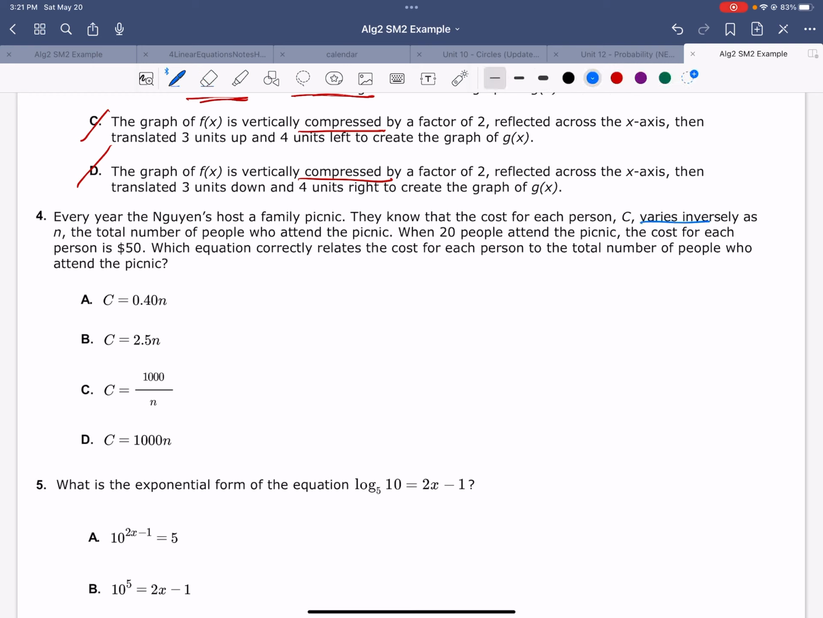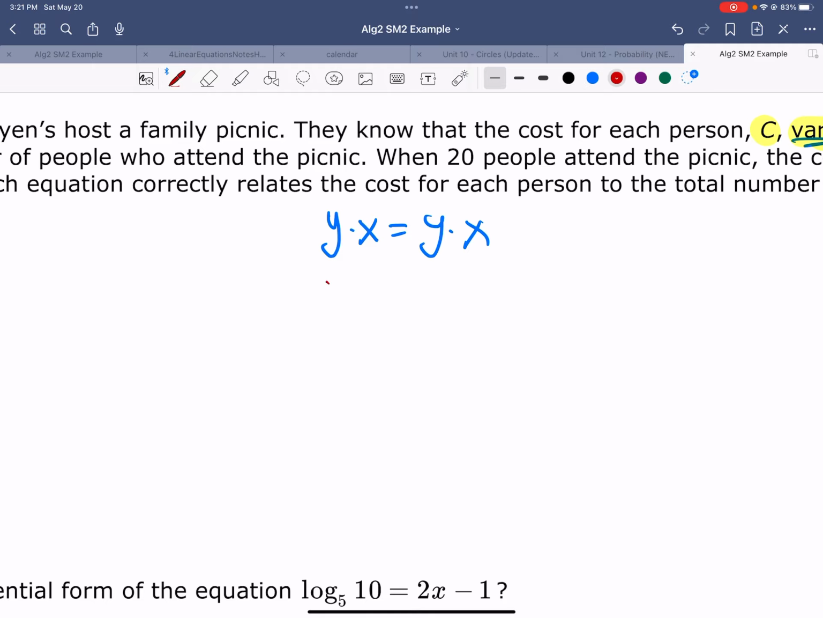It says varies inversely, right? Whenever you look at this, it's going to be y times x equals y times x. Whenever you see the words varies inversely, okay? Now remember, this one, unlike y times x equals y times x, which you have to memorize, they use c and n instead. So instead of using y and x, I'm going to use c times n equals c times n.